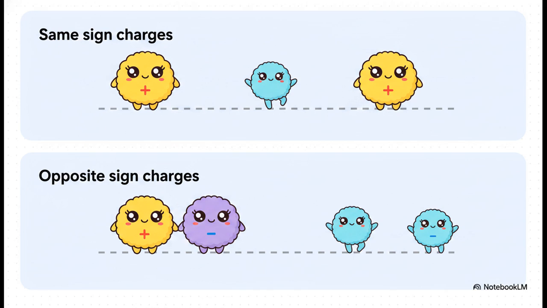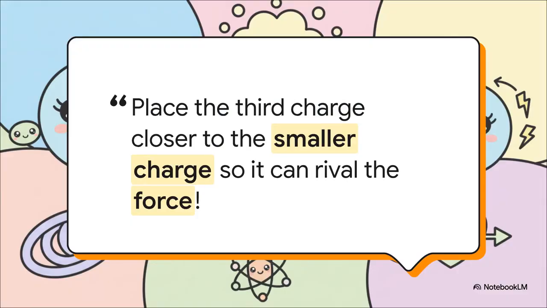If the source charges are the exact same sign, you've got to place your third charge somewhere on the line directly in between them so the pushing and pulling from both sides cancels out. But, and this is a big but, if those 2 source charges have opposite signs, putting the third charge between them is a disaster. It means both forces will push it in the exact same direction. So, to get that net 0 force, you actually have to place the third charge outside the 2 source charges. But exactly where? Outside or inside?